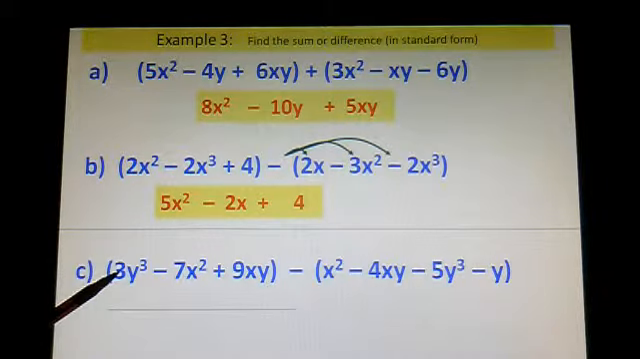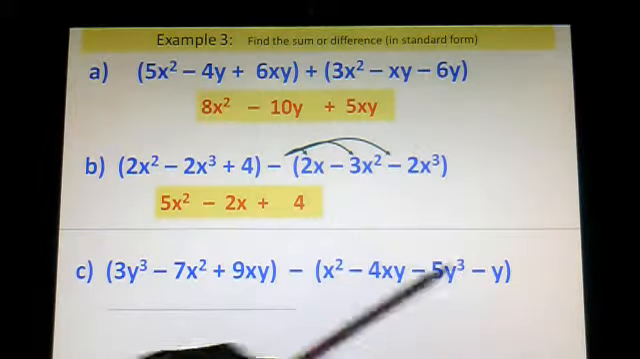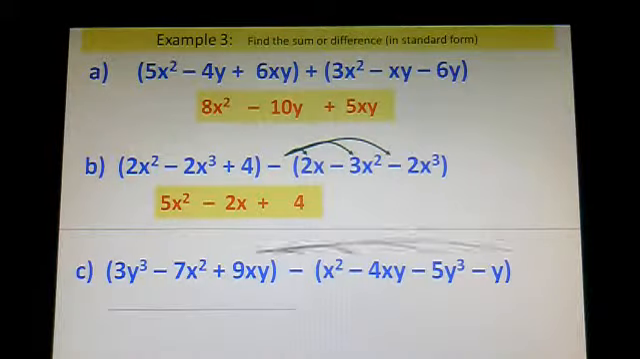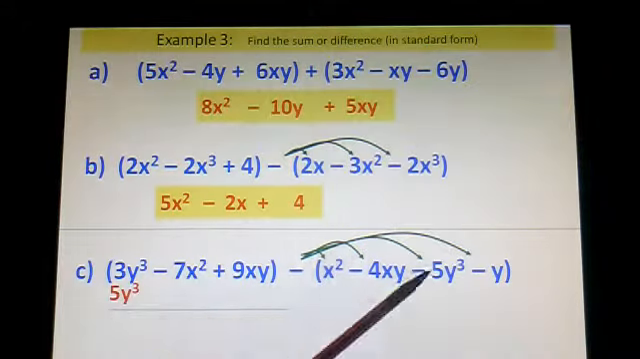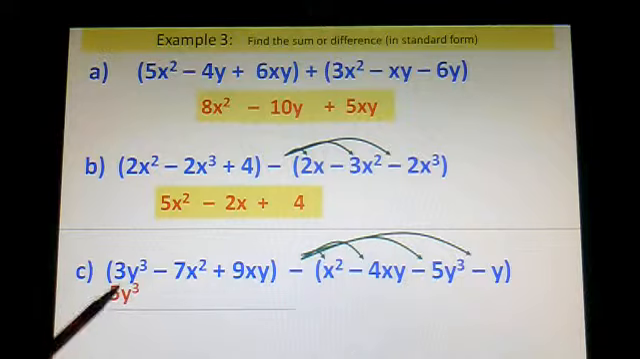Last one in that group, 3y cubed minus a negative 5y cubed is really plus 5y cubed. So you should get 8y cubed on that one. Another way to do this, I guess apparently I'm going to show this one here. You can take these terms and line them up underneath here. So this is really positive 5y cubed.